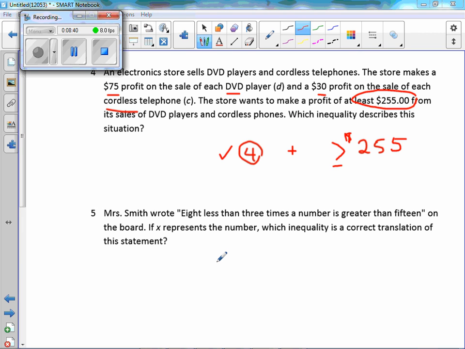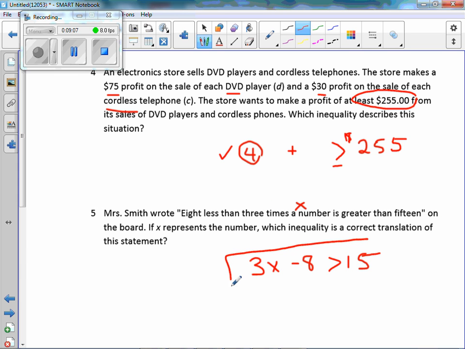Number 5, Miss Smith wrote on the board: 8 less than 3 times a number, the number can be x, is greater than 15. If x represents the number, which inequality is the correct translation of this statement? This is the inequality.